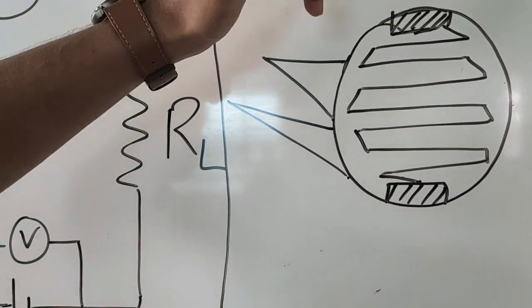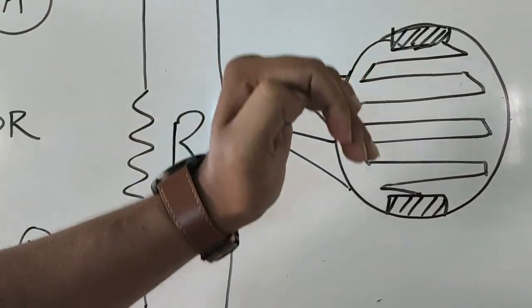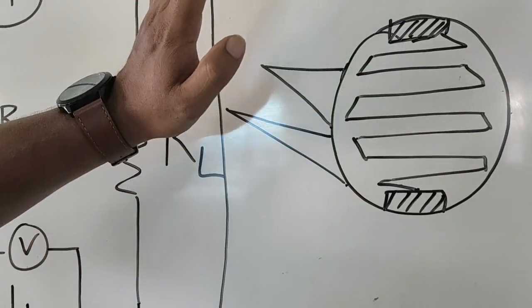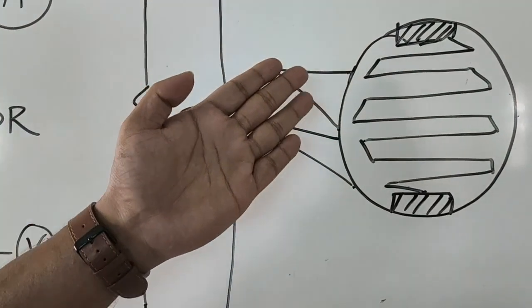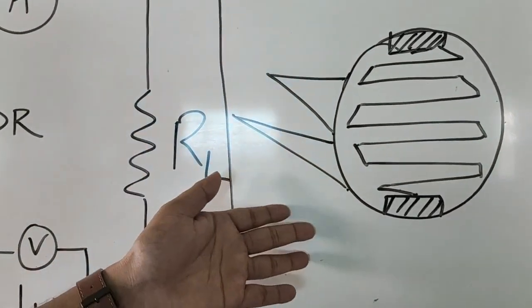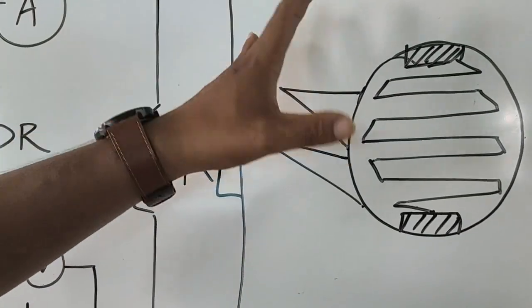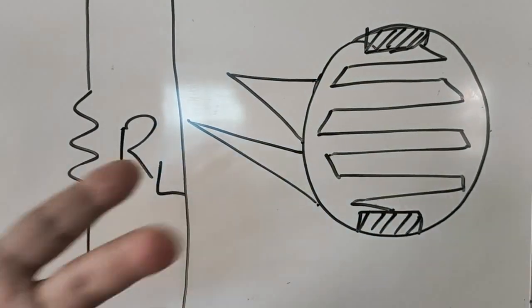Depending upon the intensity of light, as the intensity of light increases, the resistance decreases, and along with that the current through this resistance increases. So how much intensity of light is falling onto this object, the current will increase accordingly.